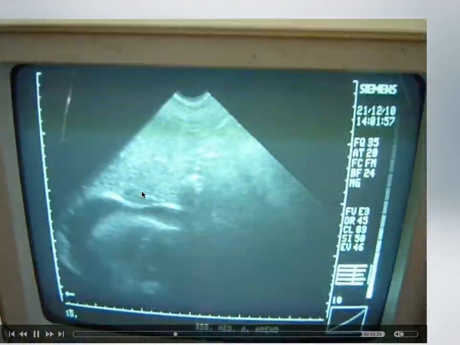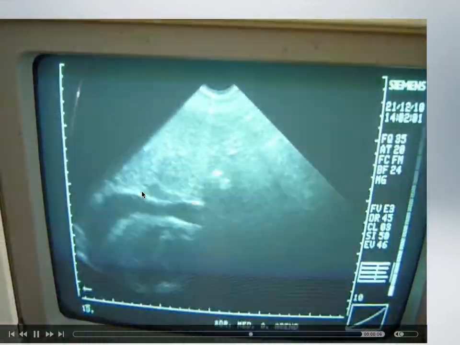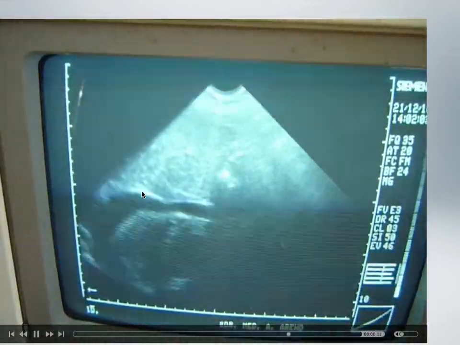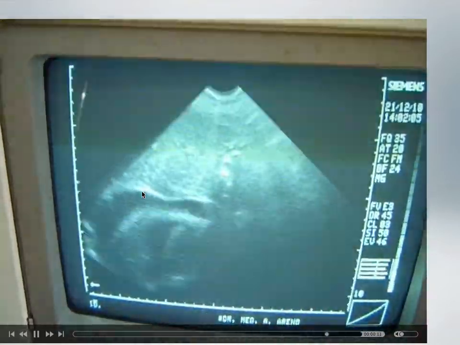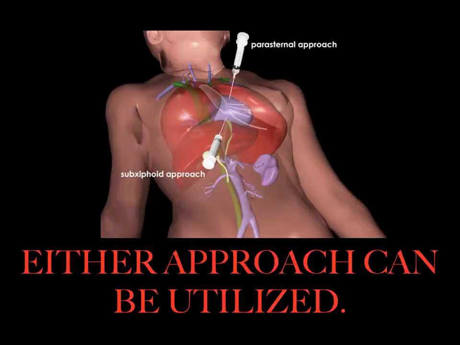So this patient's shortness of breath was more than likely not due to her asthma being kicked up by the harmattan or the sands, but it was due to her renal disease causing a very large pericardial effusion and tamponade. So there are two approaches that can be used to drain the fluid and do a pericardiocentesis. One is the traditional subxiphoid approach, and another is the parasternal approach.